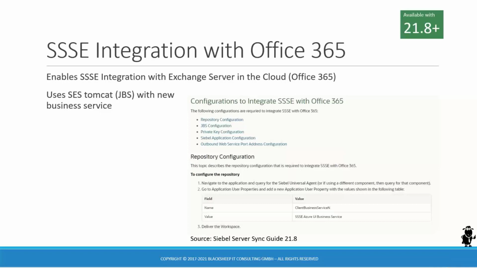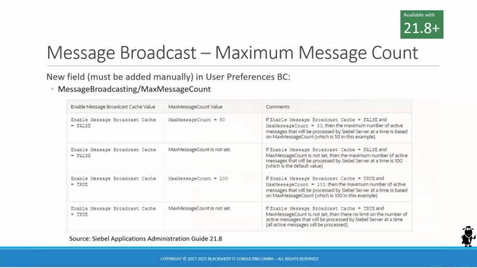Which it couldn't do, and now in 21.8 there's a new business service, which you obviously have to add to your application as per the servicing guide, the SSE Azure UI business service. That's a Neo, by the way, a non-extensible object, so you can't find it in the repository. Neo are those file-based, DLL-based features that Oracle ships. And obviously there's some documentation around it to get it going with the cloud-based or Azure-based Exchange server. Good to hear, good to know.